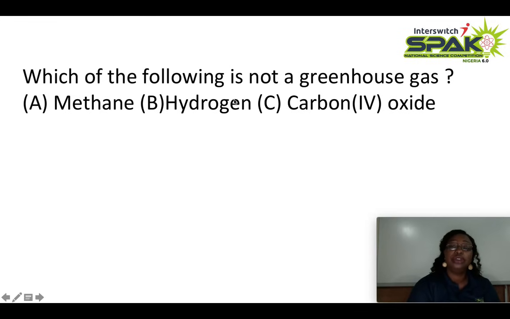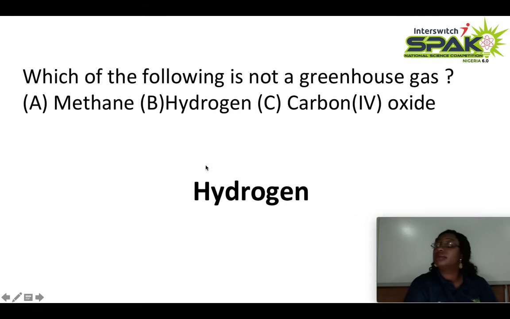So the answer to this should be hydrogen. Hydrogen is not a greenhouse gas. Methane and carbon 4 oxide are greenhouse gases.